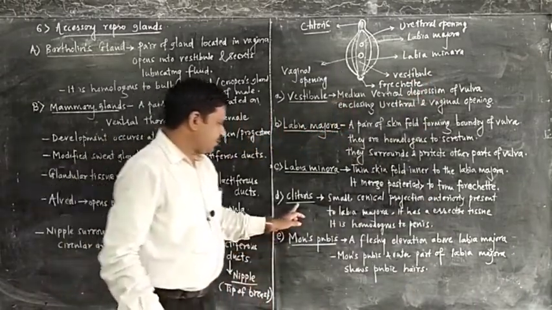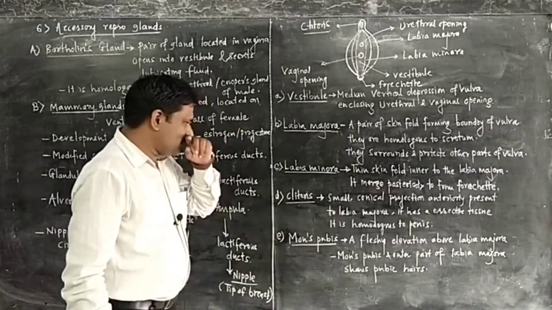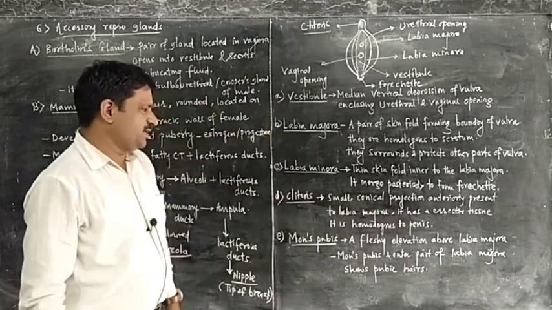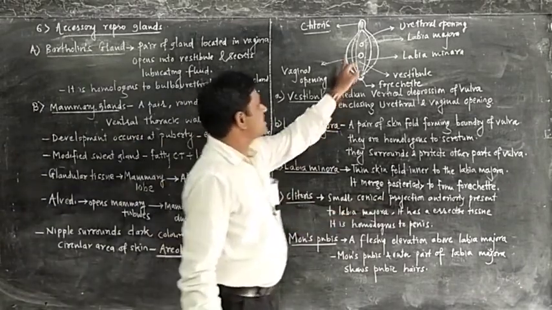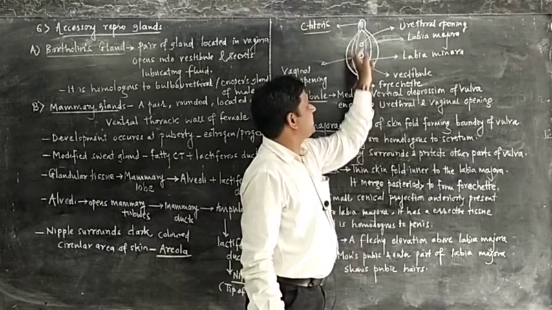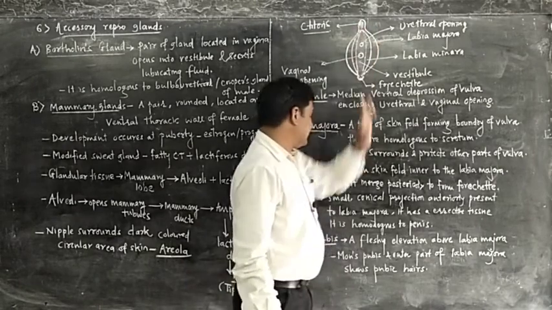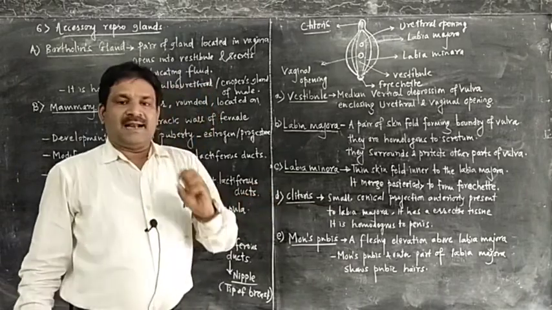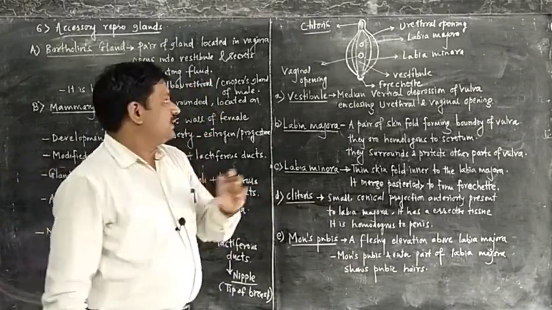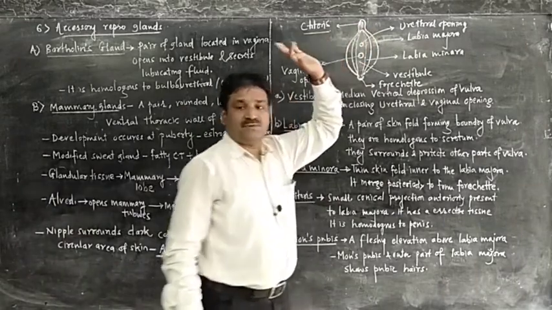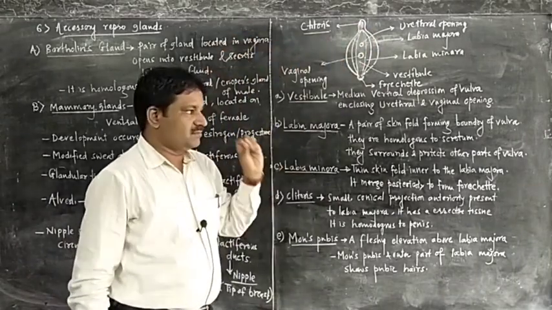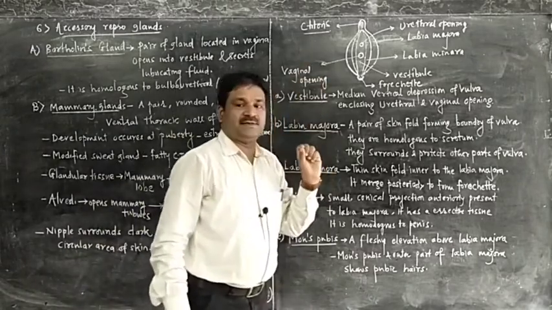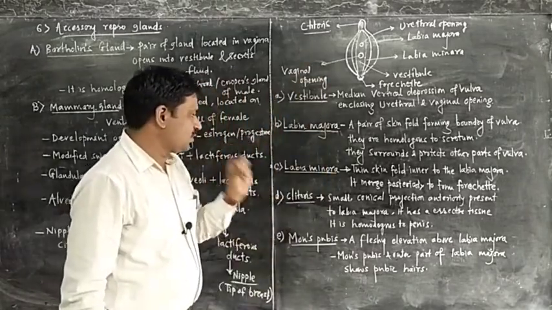Next, that is the clitoris. Clitoris means it is a small conical projection anteriorly present to the labia majora. It is formed by the labia majora and placed anteriorly. It is small and conical, and it is made up of erectile tissue. During sexual intercourse, the blood is forced into this clitoris, and it becomes a little bit swollen.